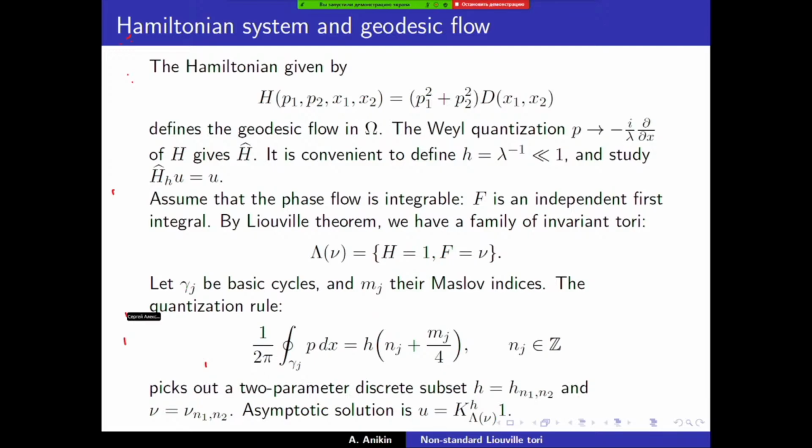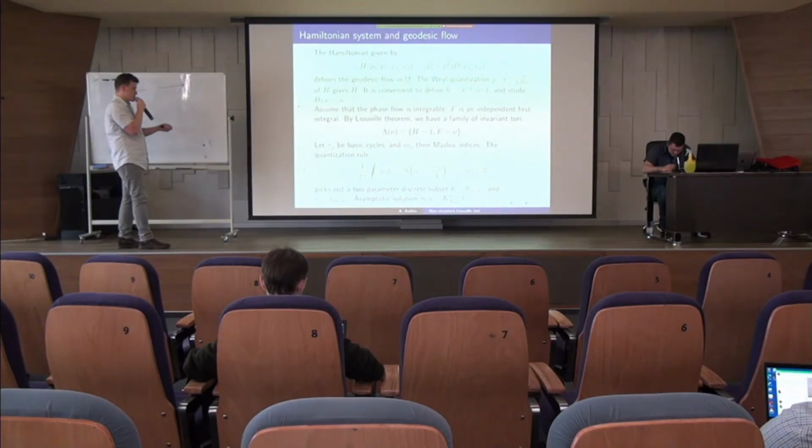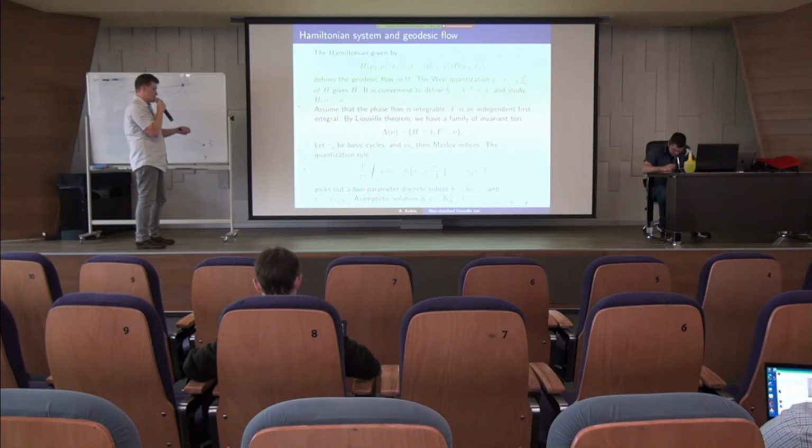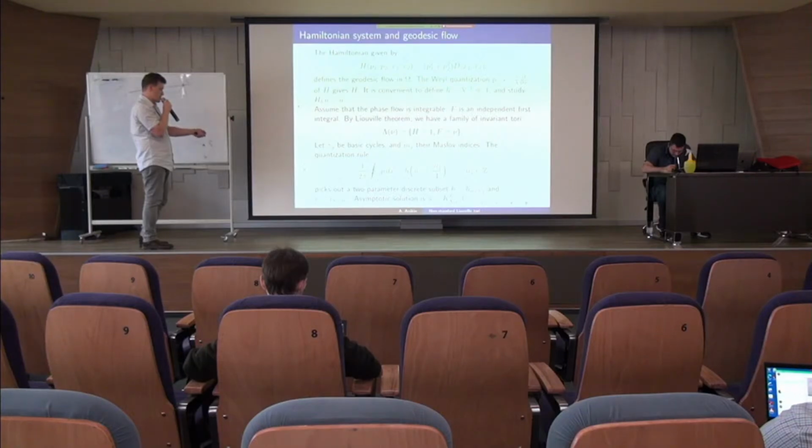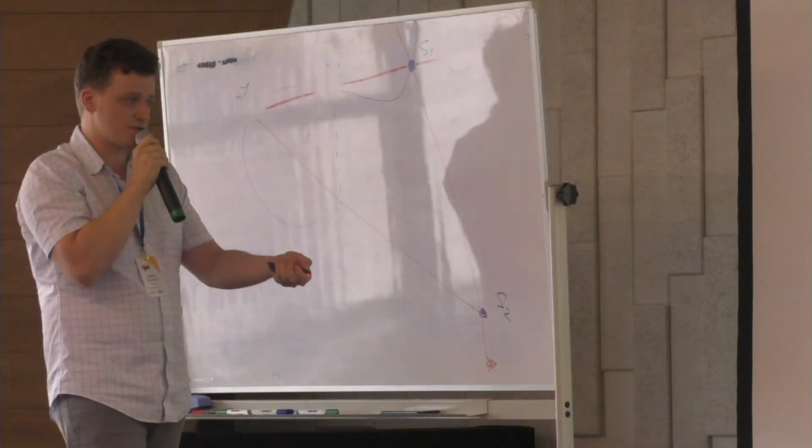So assume that the phase flow is integrable. It means that we have an independent first integral f, and then by the Liouville theorem, well, if we assume also compactness, we have a family of invariant tori, which we write out as follows, and then we may quantize them, so pick out a discrete subset of them by imposing the so-called Bohr-Sommerfeld quantization rule as follows. Here gamma_j, j equal to 1 or 2, are basic cycles on the torus, and m_j are their Maslov indices. And n_1 and n_2 are arbitrary integers, and they define a two-parameter subset of h and nu. And such quantized tori give rise to asymptotic solutions which may be expressed via Maslov's canonical operator.